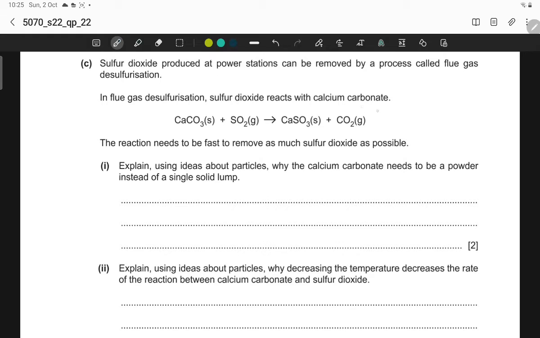Sulfur dioxide produced at power stations can be removed by a process called flue gas desulfurization. In flue gas desulfurization, it reacts with calcium carbonate. The reaction needs to be fast to remove as much sulfur dioxide as possible. Explain using ideas about particles why the calcium carbonate needs to be a powder instead of a single solid lump. Powder increases the surface area.